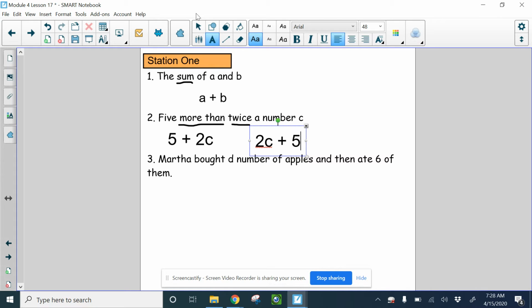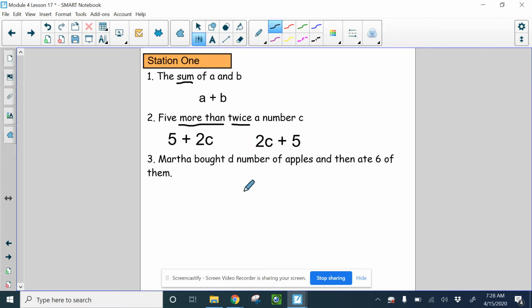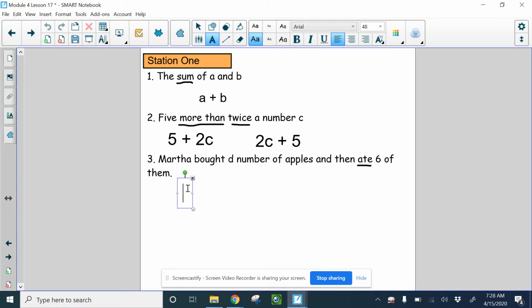Okay, looking at my last one on this slide, I have 6 of these slides. Sorry, guys, we have lots of problems we're going to work through today. Martha bought D number of apples and then ate 6 of them. So ate isn't one of the words that we've normally seen on my back wall there with everything, but I know when I eat something, the number decreases. So if I bought D apples and I ate some, I would actually subtract 6. So like if I bought 10 apples and I ate 6, I would end up with 4 when I was done. So my expression would just be D, how many ever apples I have, minus 6.